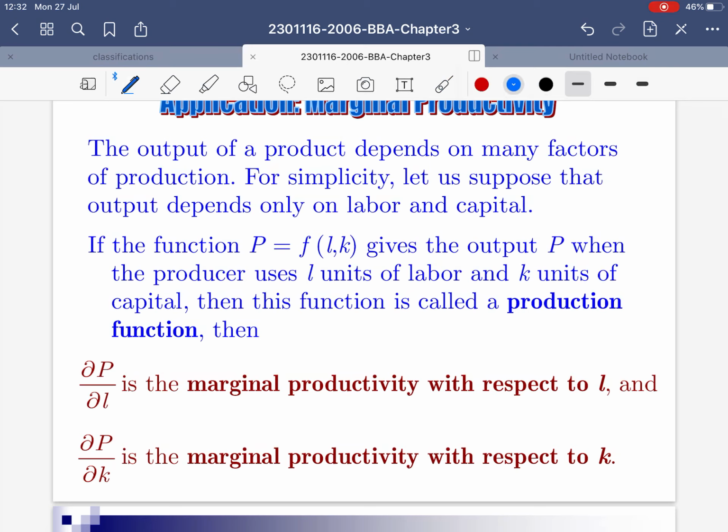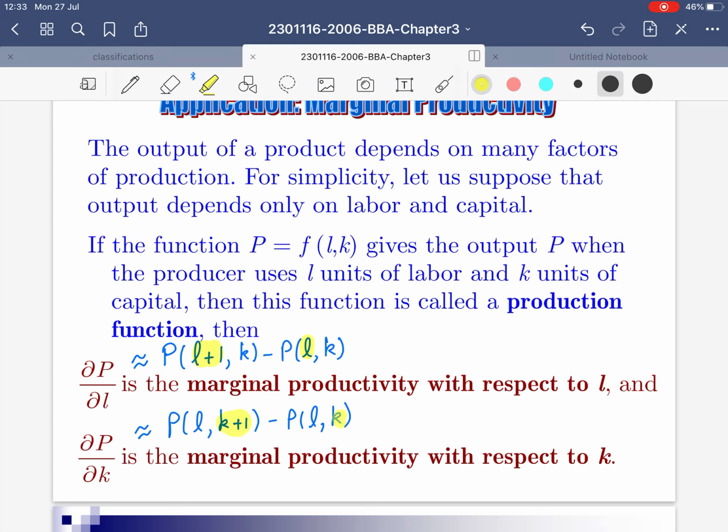And again, by the same old interpretation, this one is a good approximation of what? Of your P when your L is increased by 1, compared with the P of L, K. So again, only the L changed, and it changed by only 1 unit. And this one is a good approximation of P at L and K plus 1 compared to the original production P at L, K. So here the only thing that changed is your K, and your L stands still, and the increment is only 1 unit of K. Okay.